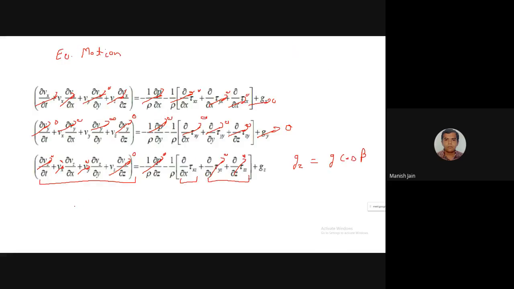So just take the values 1 by rho minus 1 by rho del by del x tau xz equal to g cos beta. Now solve this equation. You can easily integrate this. You will get tau xz equal to rho gx cos beta plus c1.